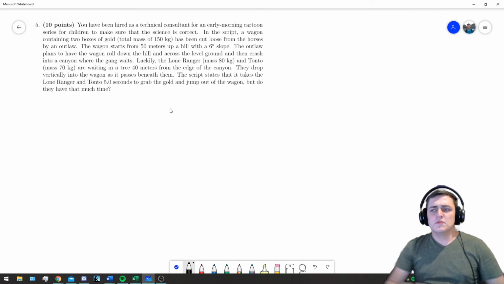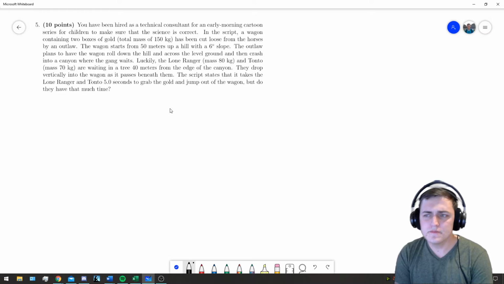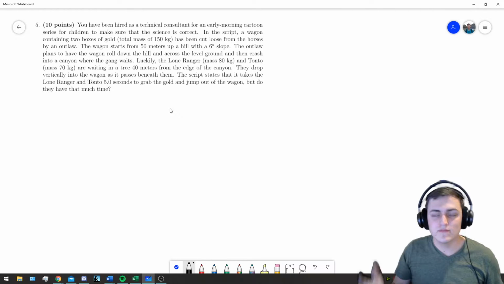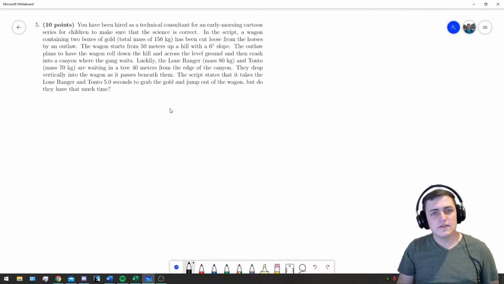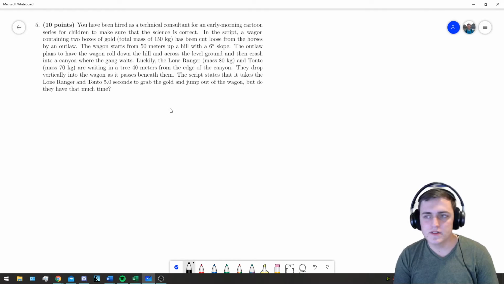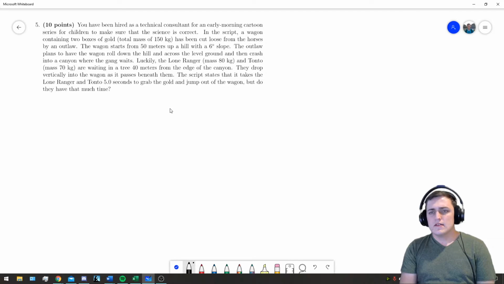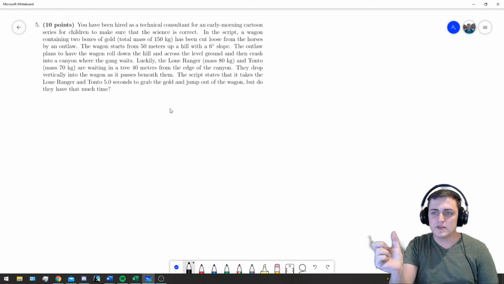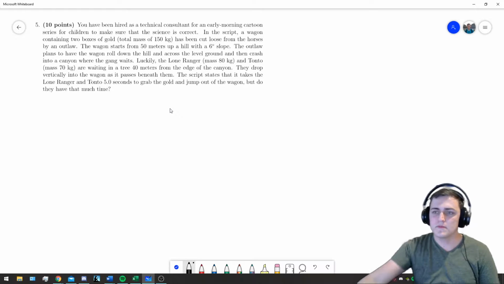So in this problem, you are told that a wagon is to roll down a hill 50 meters diagonally. The hypotenuse of the hill is 50 meters long at 6 degrees down, and it's going to roll down the hill, hit level ground, and travel 40 meters on level ground.